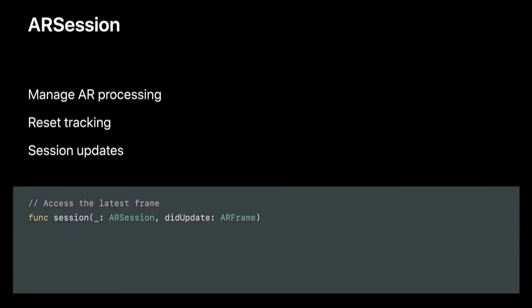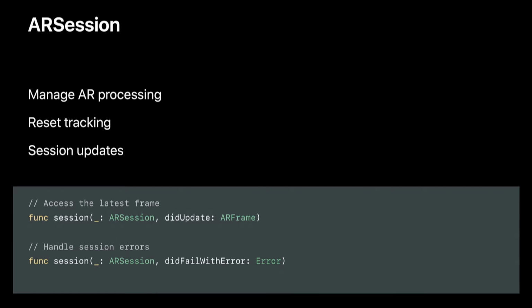So how do I make use of AR session's processing? There are session updates available by setting yourself as the delegate. In order to get the last frame that was processed, I can implement session didUpdate frame, and this will give me the latest frame. For error handling, you can also implement things like session didFailWithError.